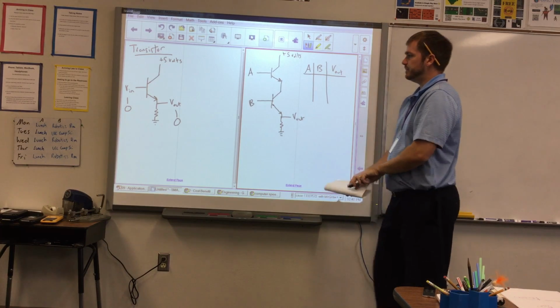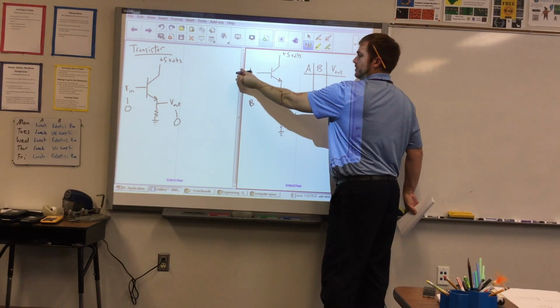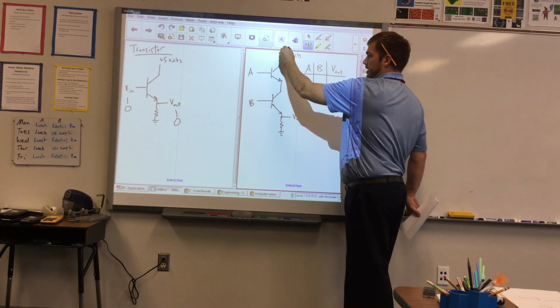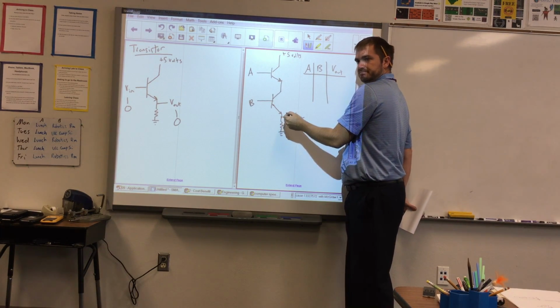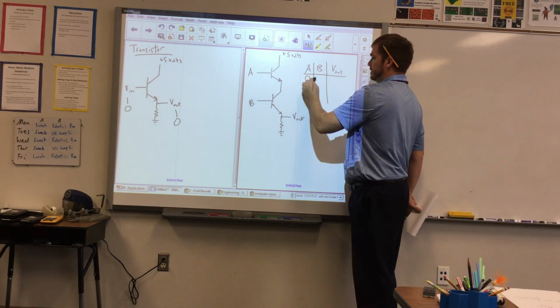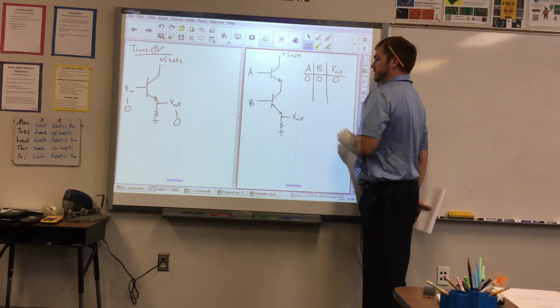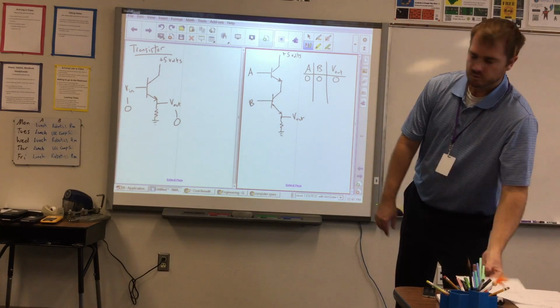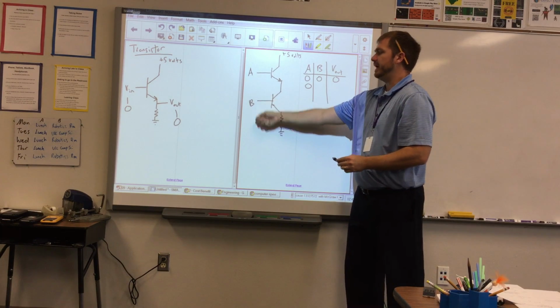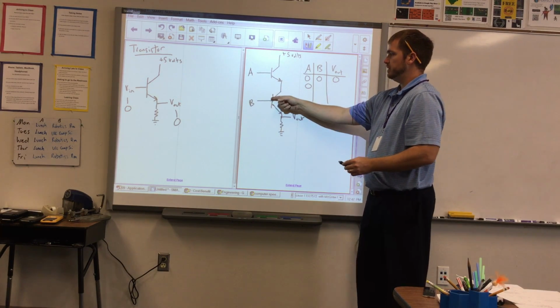So, think through this with me here, folks. If I have no voltage here and no voltage here, okay, is the current going to be able to go through here? Nope. So if I put essentially a 0 volt here and 0 volt here, then V out's going to get 0. What's going to happen if A stays 0, but B, I flip the switch and turn it on?